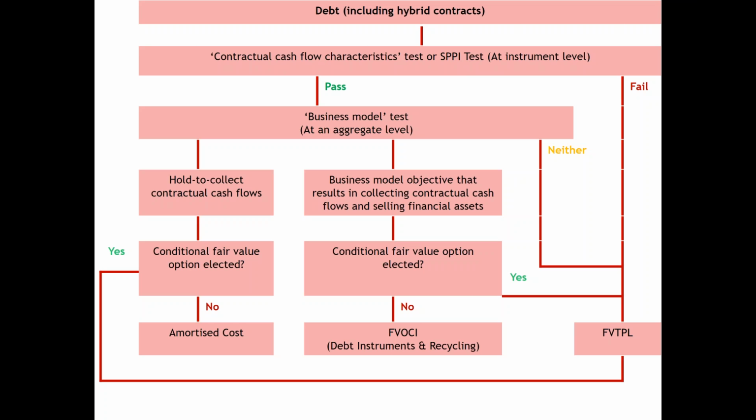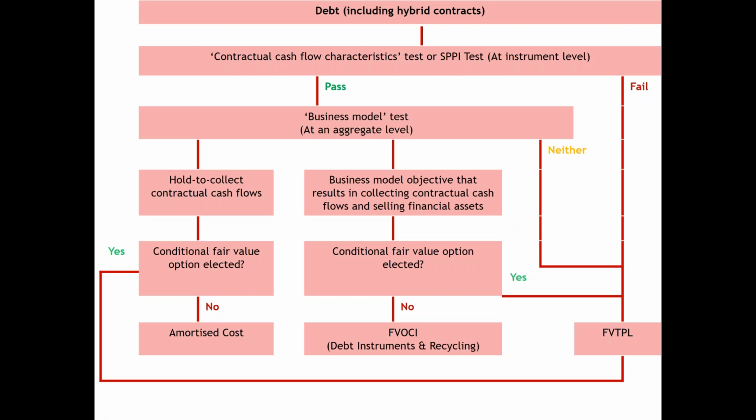But if you don't make that election, if you've got hold to collect contractual cash flows, then you can use amortized cost. Or if it's a business model to collect contractual cash flows and potentially sell financial assets if the opportunity arises at a good price, you could get to fair value through other comprehensive income. But in this instance, for debt instruments, recycling would be allowed, which means once you sell this instrument, the profit on sale and whatever you've had in other comprehensive income could be recycled through profit and loss. And this is different to what we've got for fair value through other comprehensive income of equity instruments.